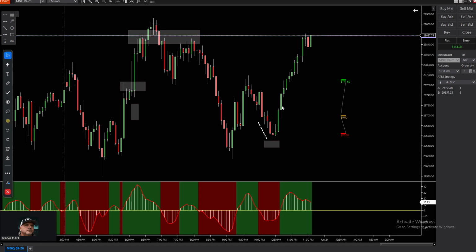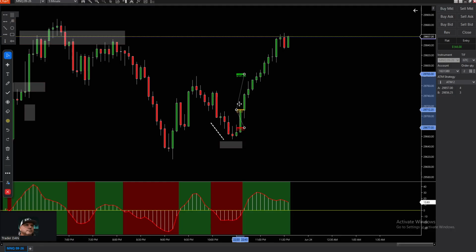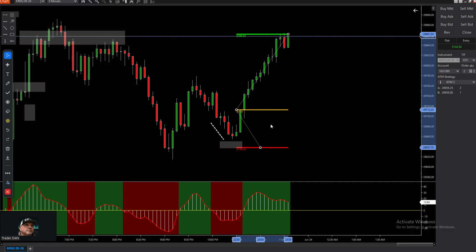So, match it up. Where would I go long? I would go long on this engulfing candle. My stop would be down here, and that's a $300 move. That's all day long, guys. Right? This is a 5 minute time frame.